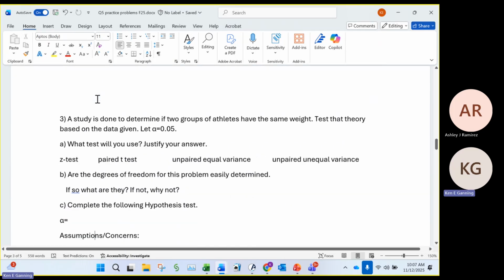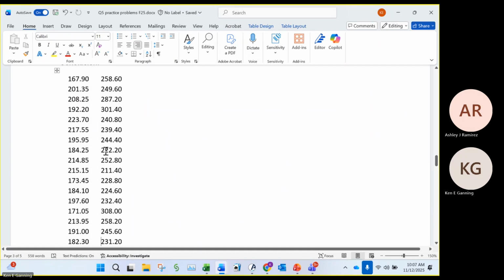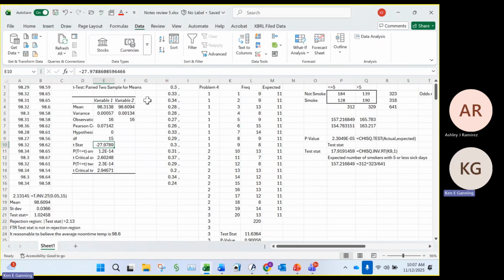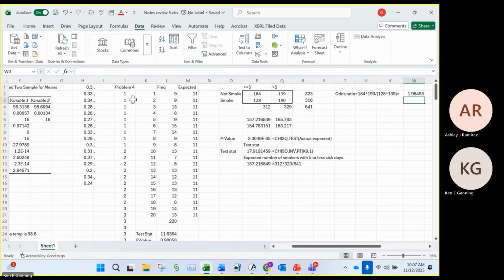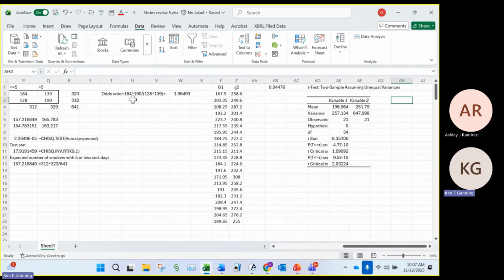Okay, a study is done to determine if the two groups of athletes have the same weight. Test the theory based on alpha equals 0.05. Here is the data. There are, I think, 21 data points in each case.